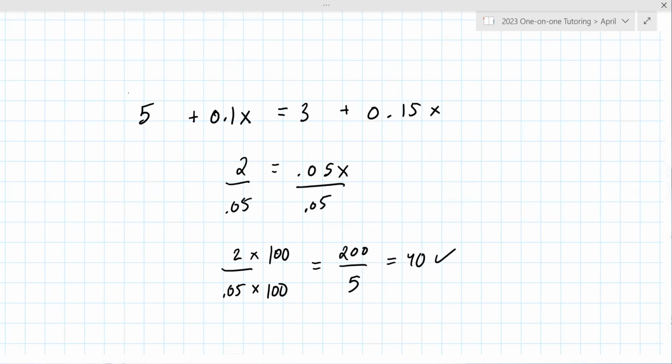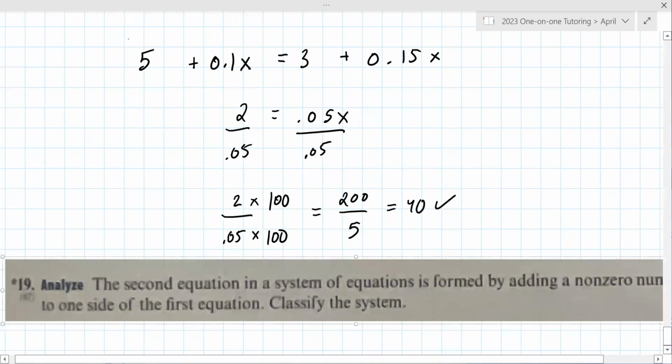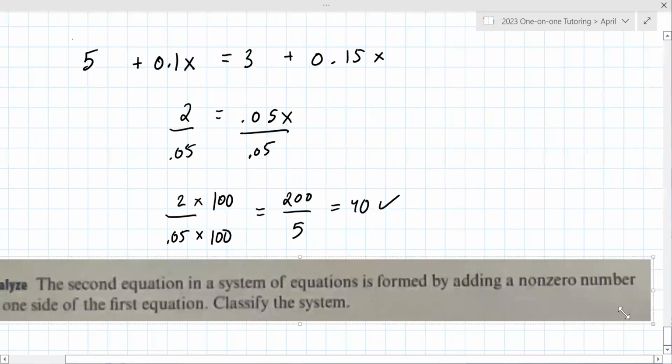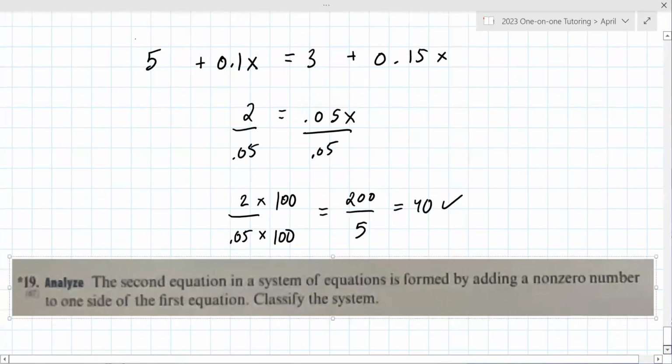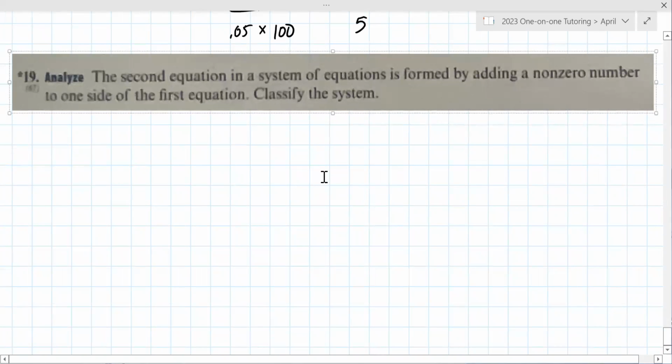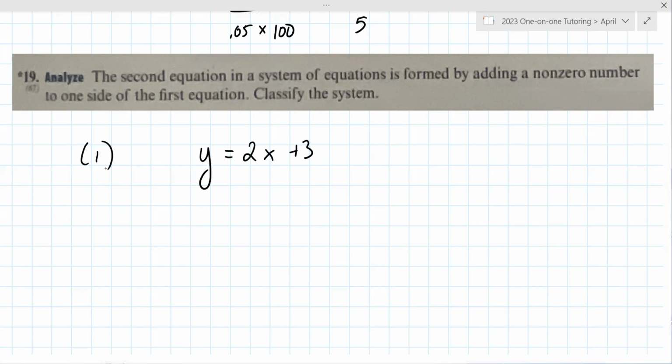Okay. We can do 19. Okay. All right. So 19 here. All right. The second equation, a system of equations, is formed by adding a non-zero number to one side of the first equation. So let's just use something really simple, like y equals 2x plus 3. Okay. That's our first equation. And I just made that up. There's nothing special about that.